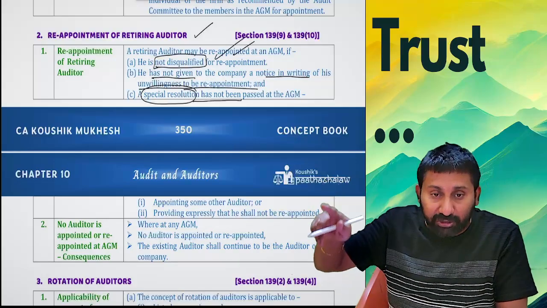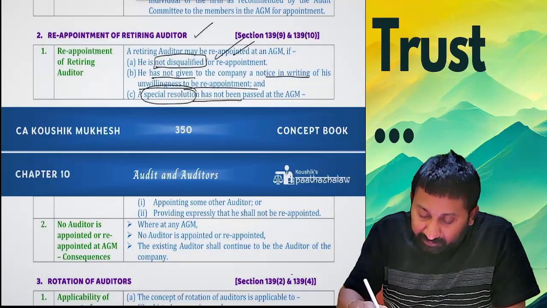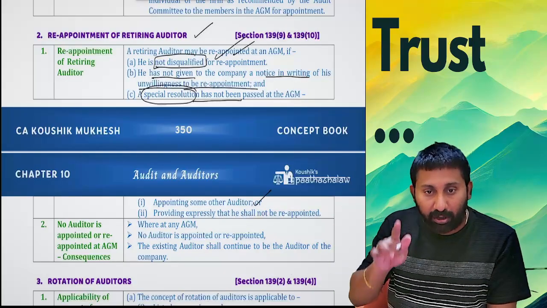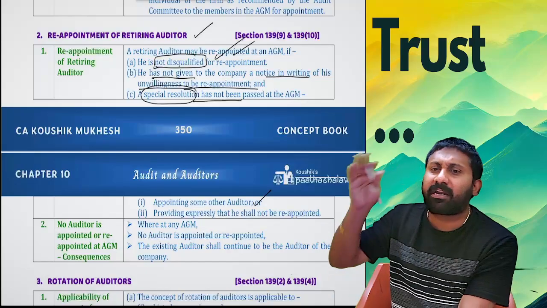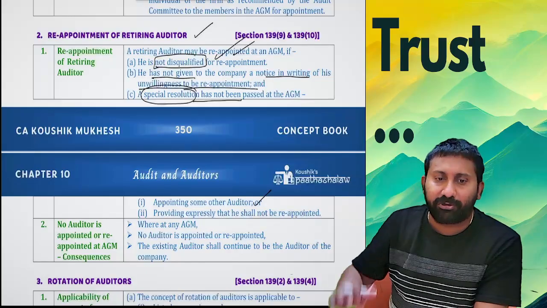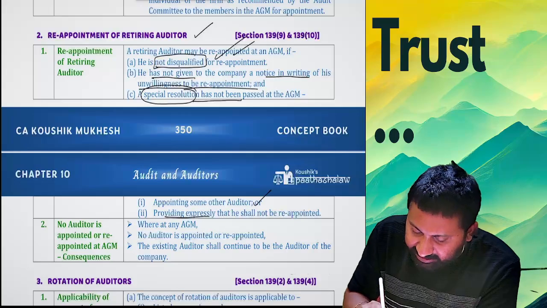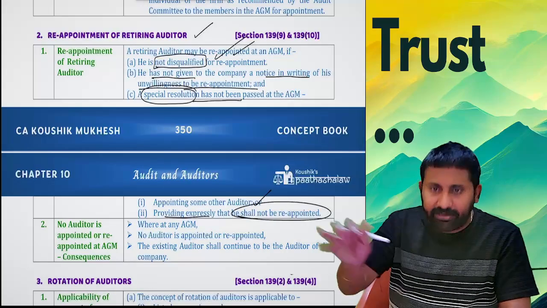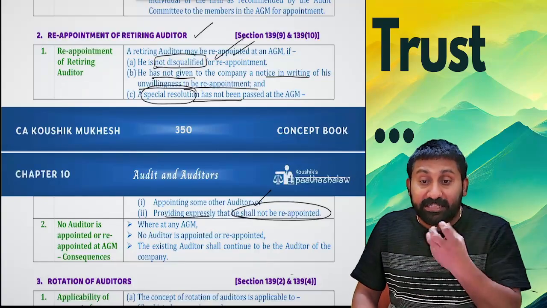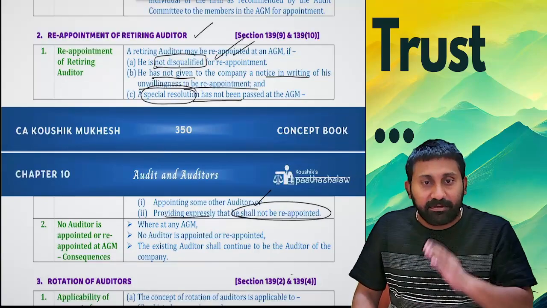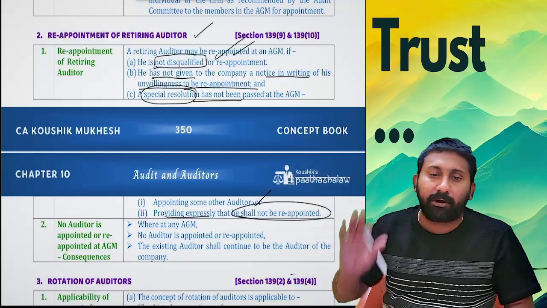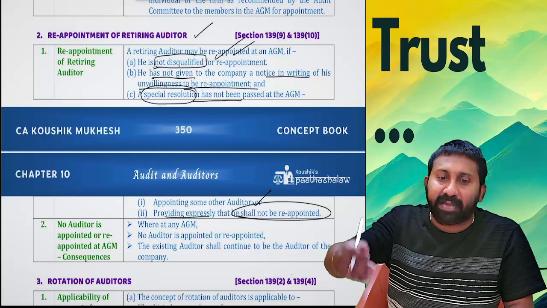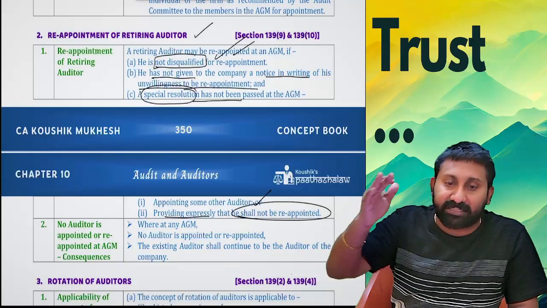If a special resolution is passed in the AGM appointing some other auditor in your place, means you are going out. Or a resolution is passed providing expressly that he shall not be reappointed, whether some other is appointed or not is an entirely different story, we don't want you. That means the desperation of the shareholders to get rid of you is very clear. In that case, you cannot reappoint the retiring auditor.